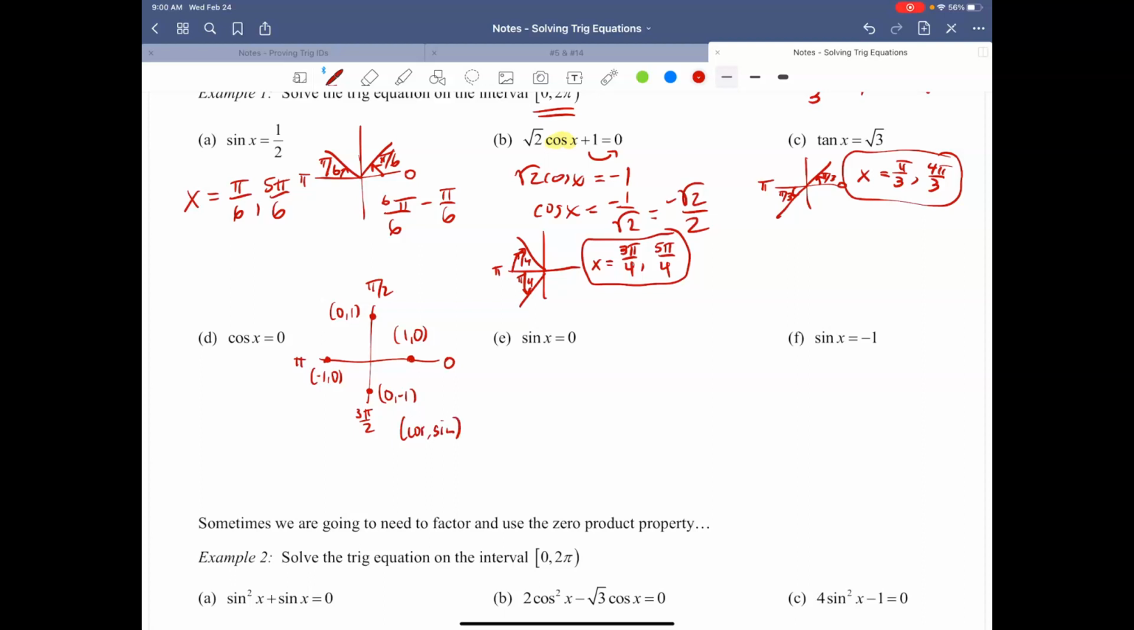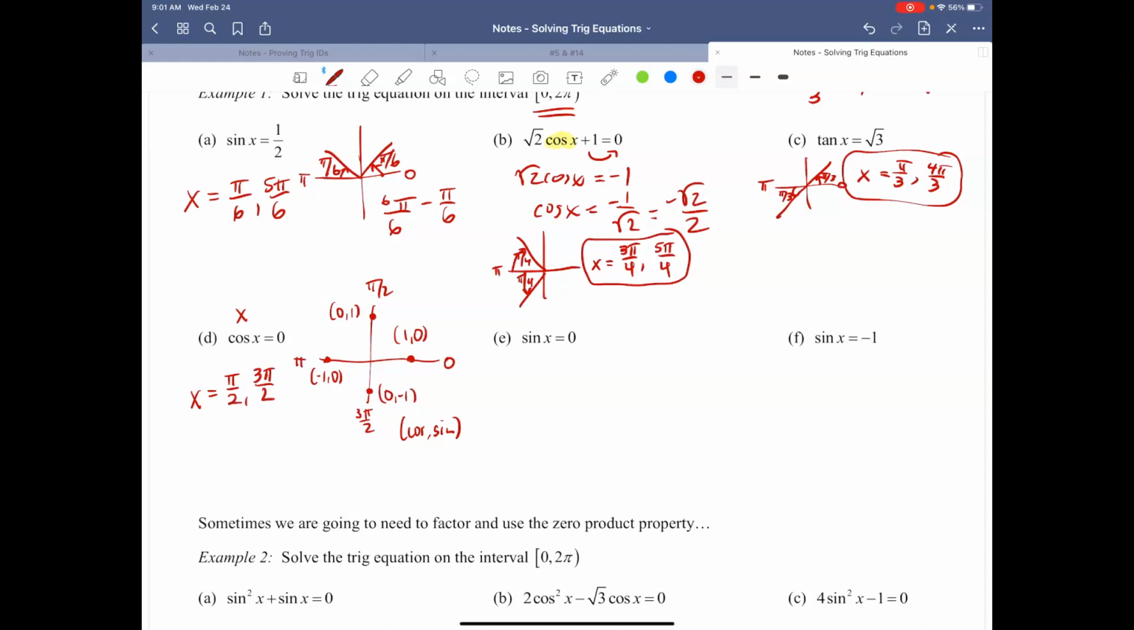And so in letter D, this equation is asking what are the angles where the cosine is equal to 0, or another way to say that is where is the x-coordinate equal to 0. What you'll notice is that that happens at two places on the interval from 0 to 2 pi. It happens at pi over 2 because we see that the x-coordinate there is 0. And it happens at 3 pi over 2 because we see again that that x-coordinate is 0. And so this equation will have the solutions pi over 2 and 3 pi over 2.